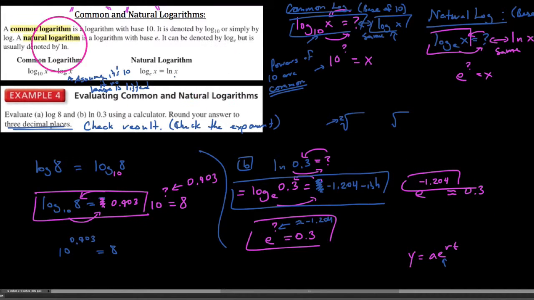So common and natural logs, base 10 and base e respectively, and we tend to abbreviate how we write them and evaluate them on a calculator. We'll do that a lot.